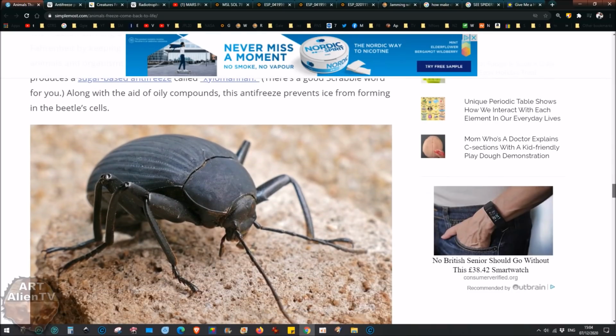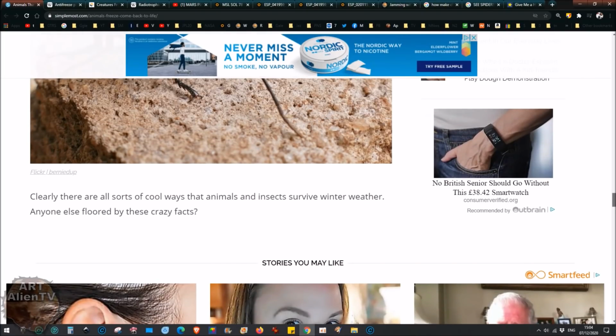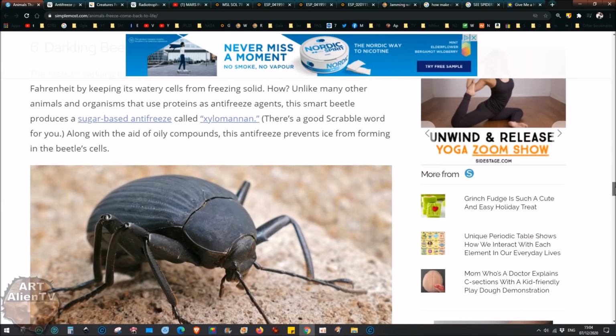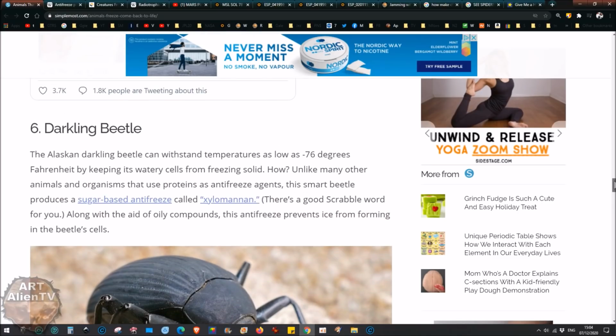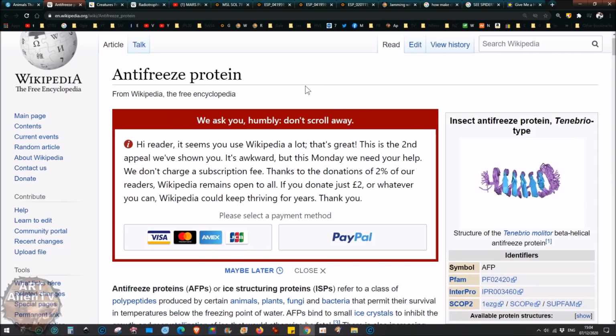The darkling beetle, there's loads of different types of creatures. This is only 6 of them on Earth that can freeze and come back to life. There are loads and loads of those, lots of different types of frogs and toads and that kind of thing, amphibians, insects, reptiles, but also plants. Now, I've got an article up here about antifreeze protein.